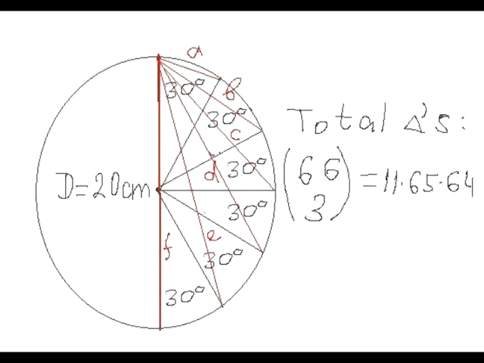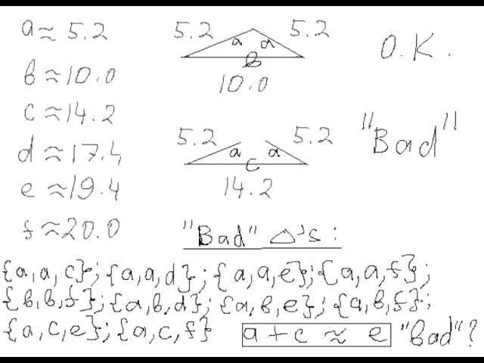The number of all triples equals 66 choose 3, which equals 66 times 65 times 64 divided by 3 factorial, which equals 11 times 65 times 64. Now we need to count the triples with side lengths that can form a triangle with positive area.